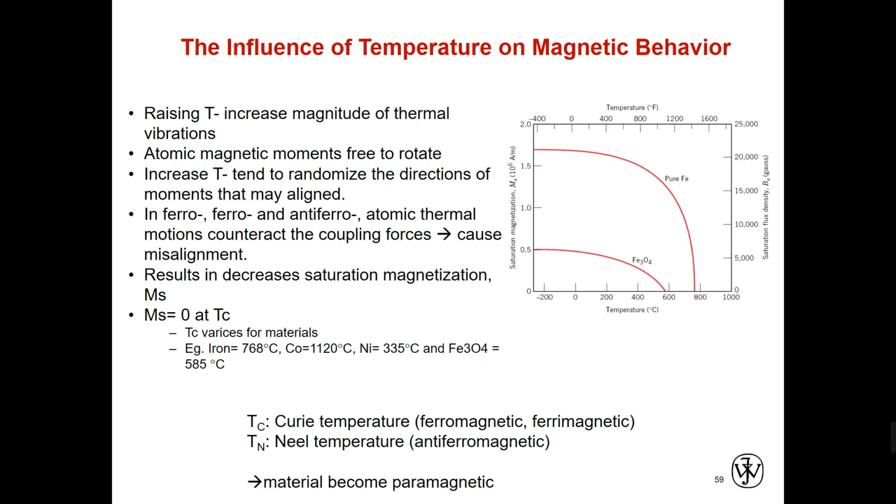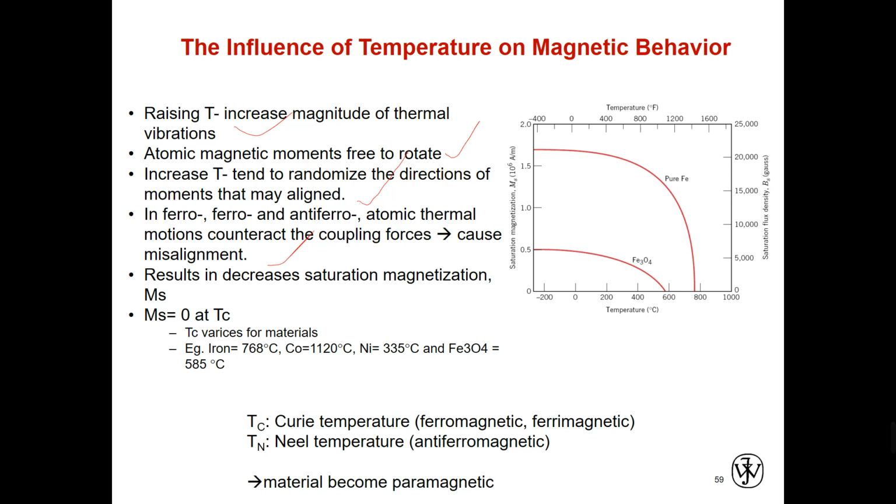So let's take a look at the influence of temperature on magnetic behavior. We know that raising temperature will increase the magnitude of thermal vibrations. That is number one. By that, atomic magnetic moments will be free to rotate. So increased T tends to randomize the directions of moments that may be aligned. In ferro, ferri or anti-ferro, atomic thermal motions counteract the coupling forces and cause misalignment, resulting in decreased saturation magnetization MS.